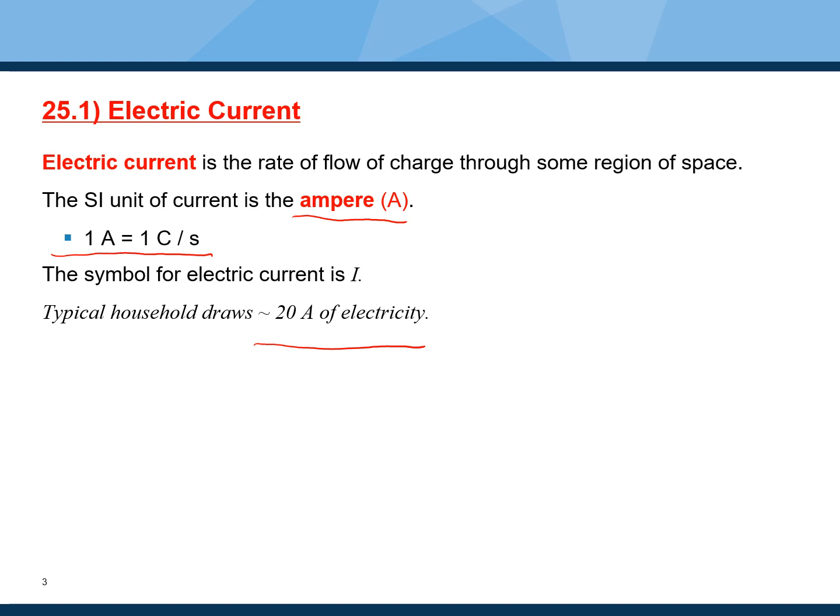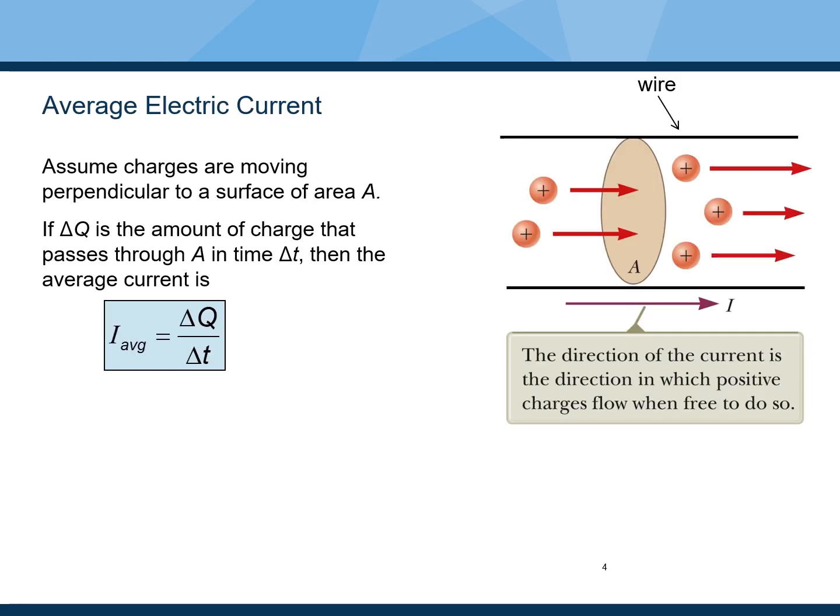So with this understanding, we can now go ahead and develop a more microscopic understanding of current flow. Imagine that we have a wire, and imagine that we have positive charge carriers. Then we can measure the number of charges that actually flow through some imaginary cross-sectional area of this wire.